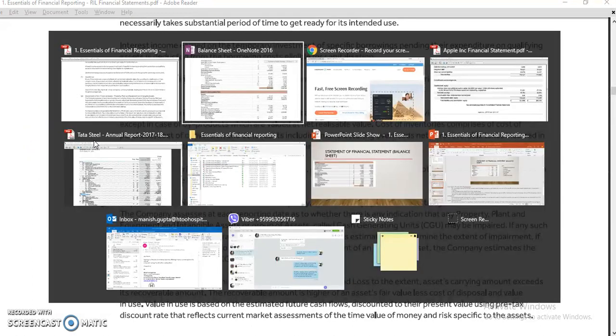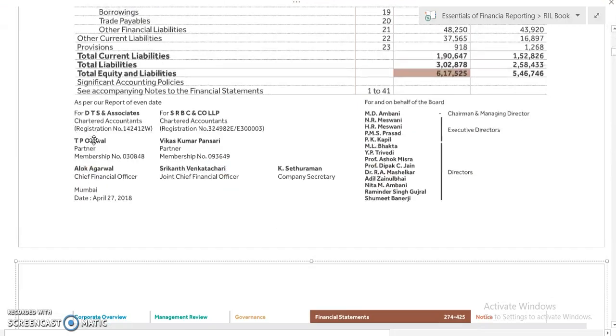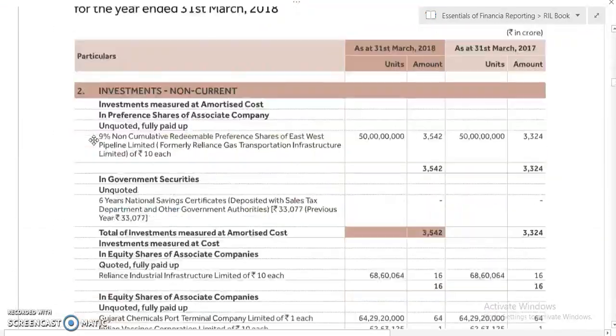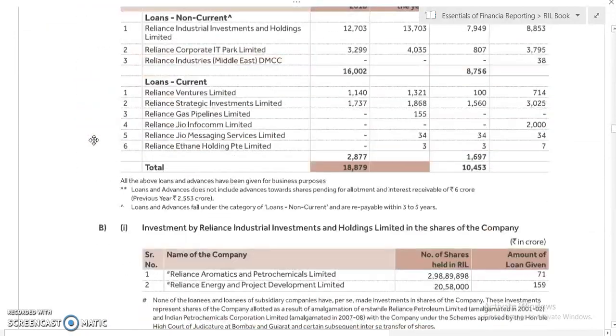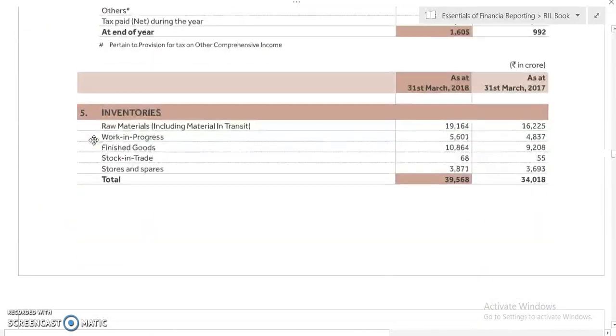Normally if they write down the value based on net realizable value, they explain in the details, but let's see if they have done it here. Inventories, here you can see they have broken down the inventories into raw material, work in progress, finished goods, stock in trade, stores and spares. There is no mention of writing down the value at net realizable value, so one has to assume this is all at cost.